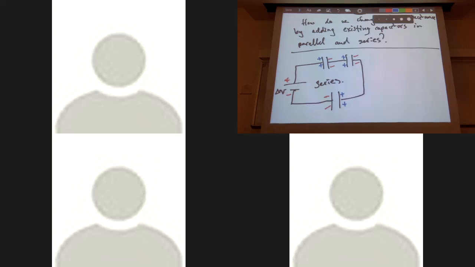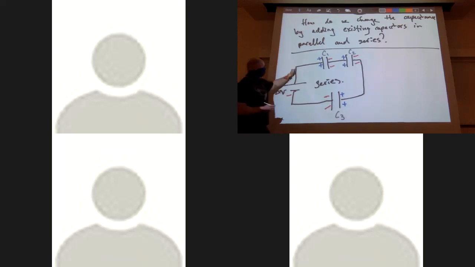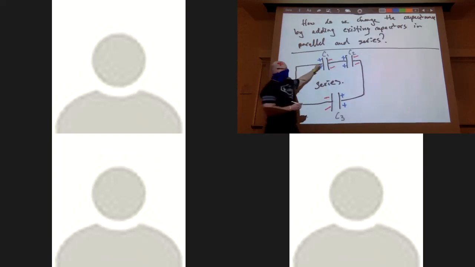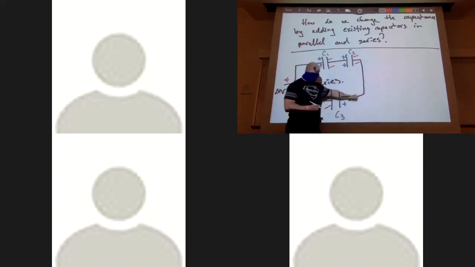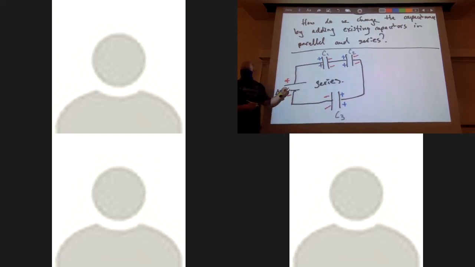Now, this one will have a capacitance C1, this one will have a capacitance C2, and let's call this one capacitance C3. So these are what we call series. And why it's called series is because if you think about the charge moving through the wire, the charge has no other place to go except straight through this circuit.